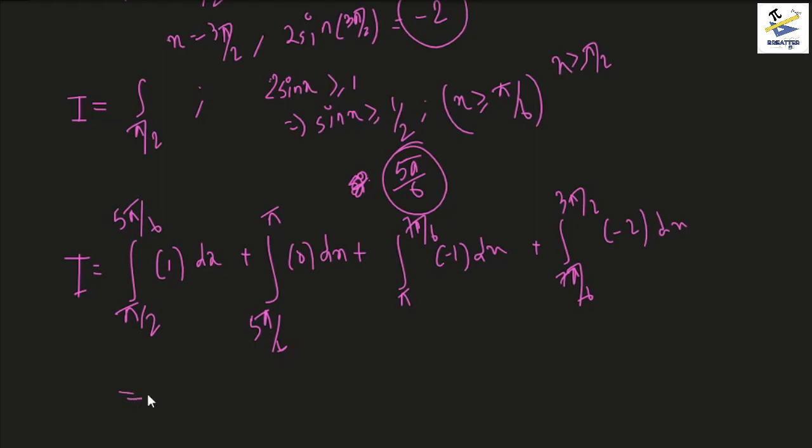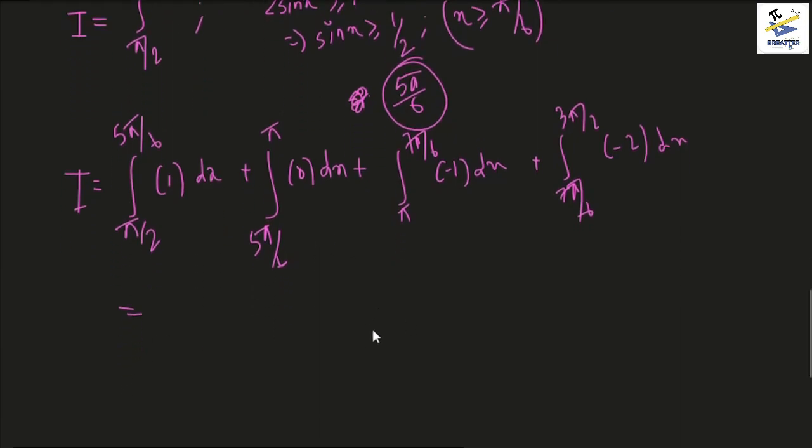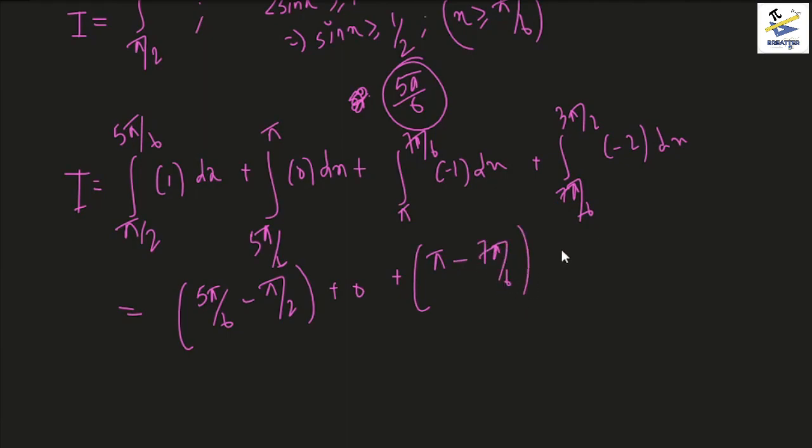So solving this is easy because we are just going to evaluate the values at the different limits. So this is 5 pi by 6 minus pi by 2 plus 0 plus, since it's a minus, we rather have pi minus 7 pi by 6, and since it's a minus 2 we basically have minus 2 into 3 pi by 2 minus 7 pi by 6. Evaluating the whole thing, what you get is minus pi by 2. You can check the answer. So it is minus pi by 2.